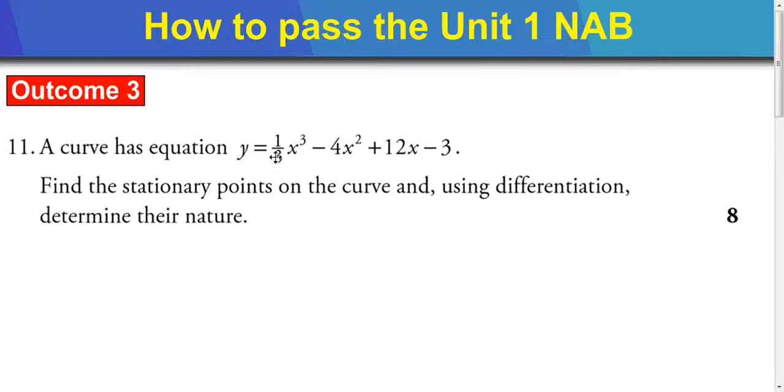A curve has equation y equals a third x cubed take away 4x squared plus 12x take away 3. Find the stationary points on the curve and, using differentiation, determine their nature, whether they're maximums, minimums or points of inflection.